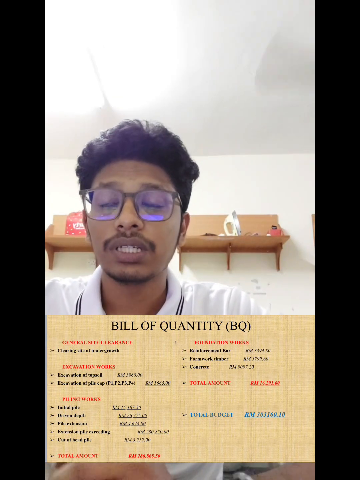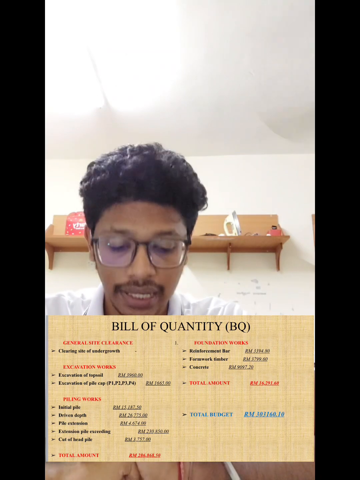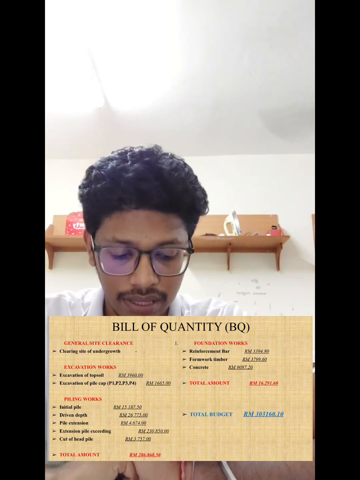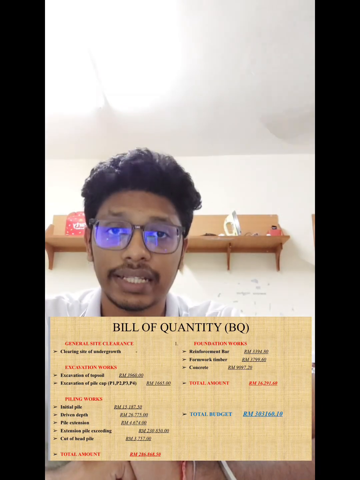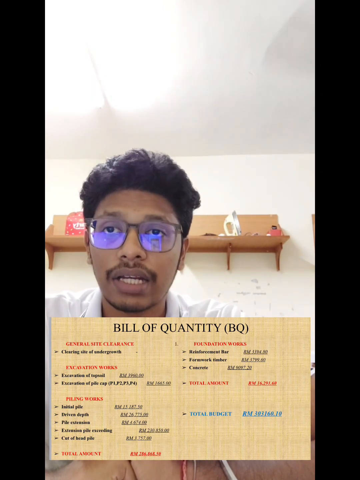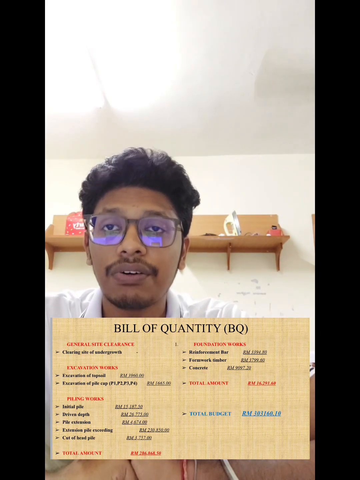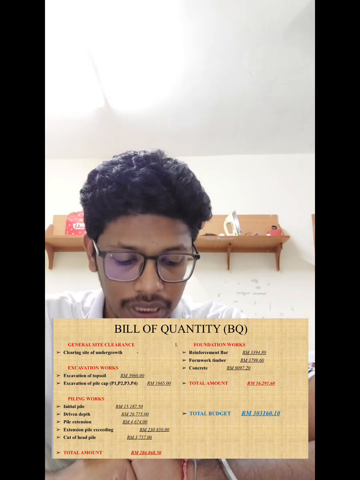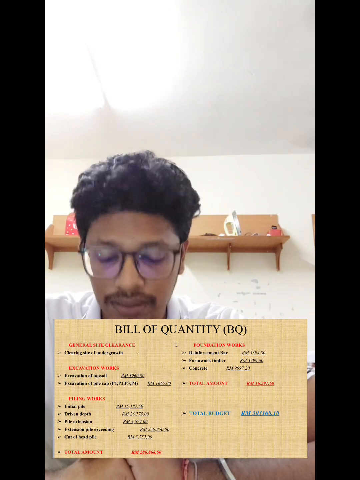For the foundation works, the reinforcement bars have 828 kg with the rate of 4 ringgit 10 cents per kg, and the amount is 3,394 ringgit and 80 cents. For the formwork, it has 111 meters square with the rate of 34 ringgit and 23 cents per meter square, and the amount is 3,799 ringgit and 60 cents.